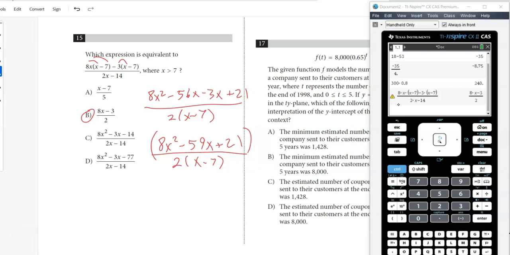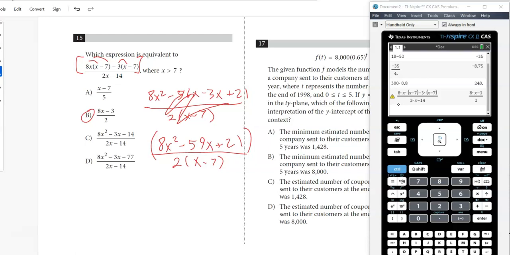My first way, and this happens in math, don't feel bad, this happens to all of us. Sometimes we're like, oh, that just seems like too much work that way. If I had seen the shortcut, do you all see that shortcut? So I have 8x times x minus 7, minus 3 times x minus 7.